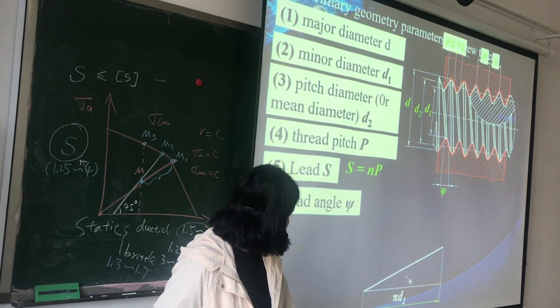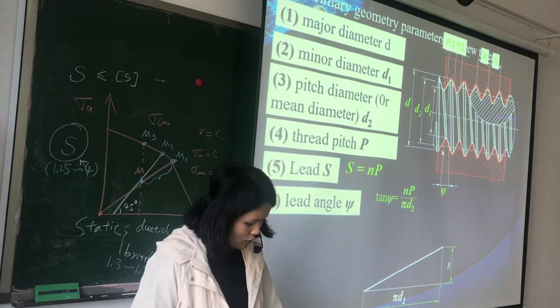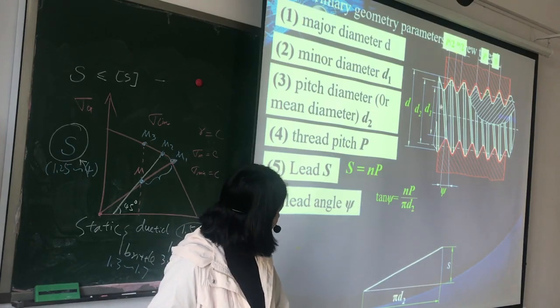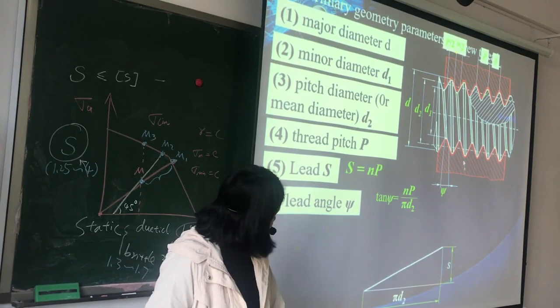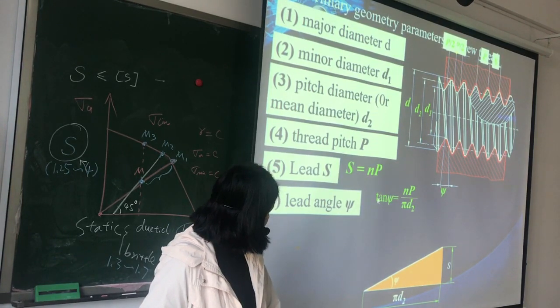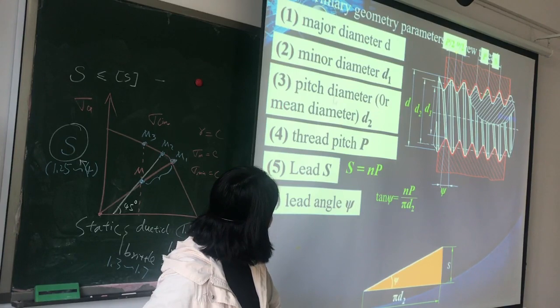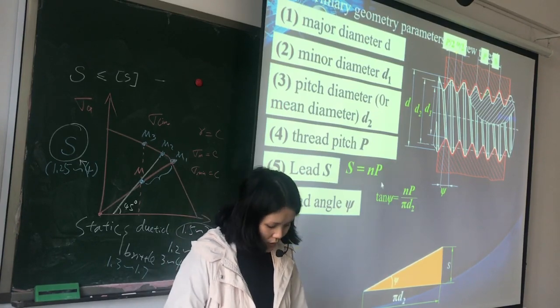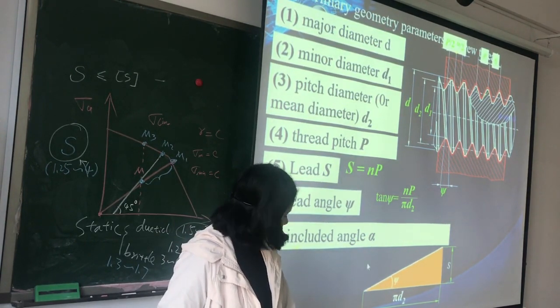This is the angle force. The angle force is the angle between the perpendicular of the axle and the rise of the thread, and this is the angle. And tank force equals MP divided by pi d2, and d2 is the pitch diameter, and included angle alpha.